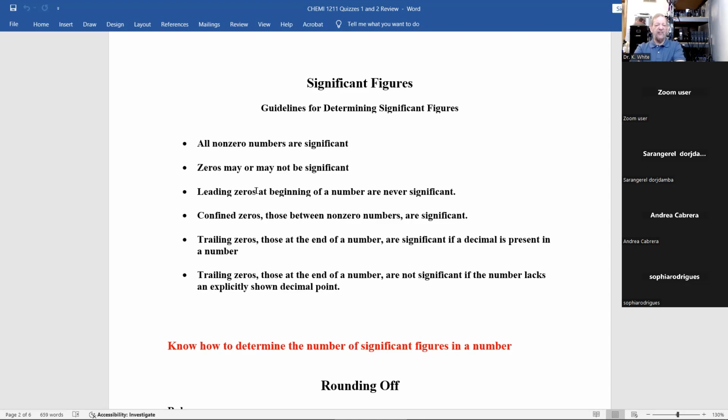All non-zero numbers are significant. Zeros may or may not be significant. Boy, that was helpful. But lead zeros at the beginning of the number are never significant. Confined zeros, those between non-zero numbers, are significant. Trailing zeros, those at the end of a number, are significant. This is important if a decimal point is present in the number. Trailing zeros are not significant if the number lacks an explicitly shown decimal. And hopefully you've been practicing these, hopefully.